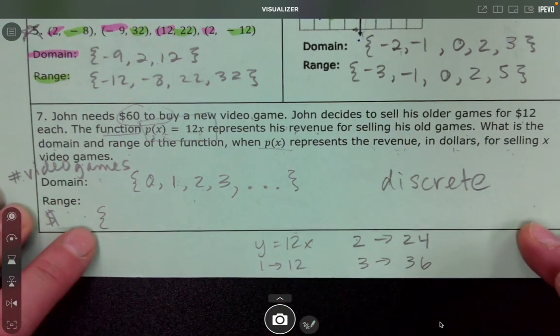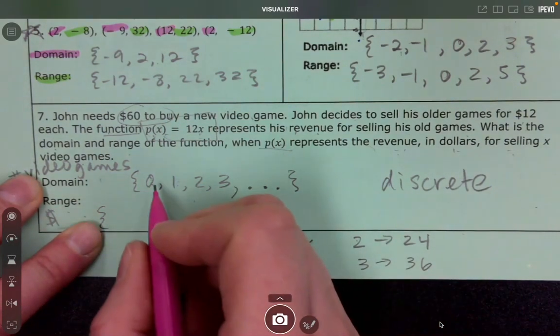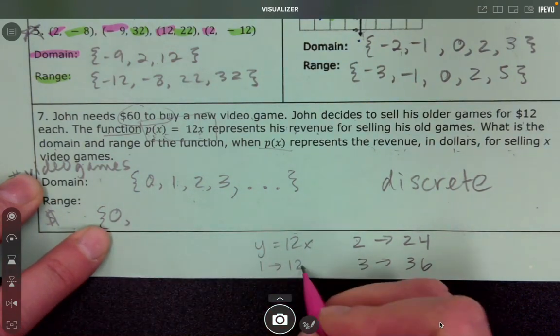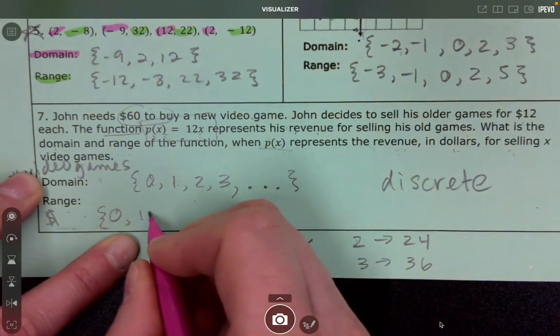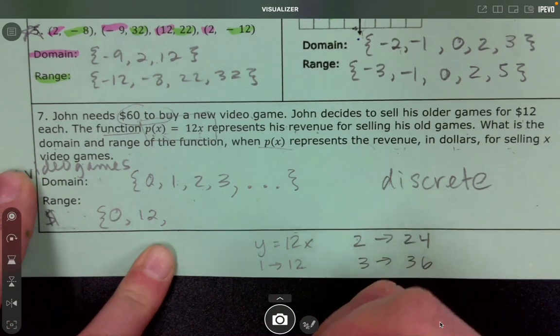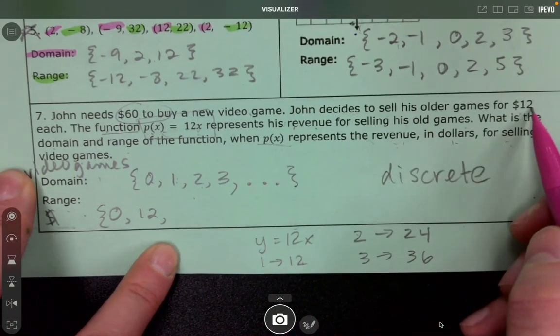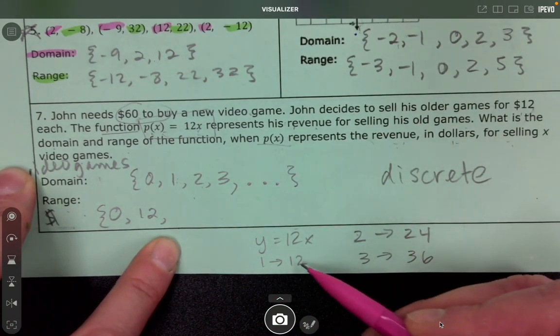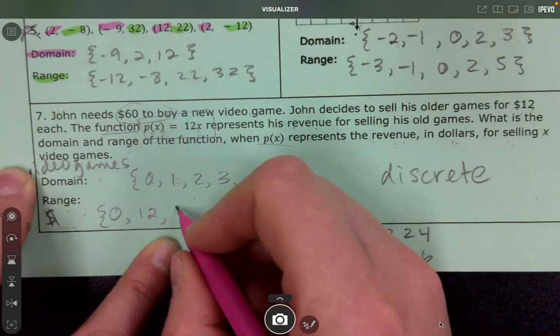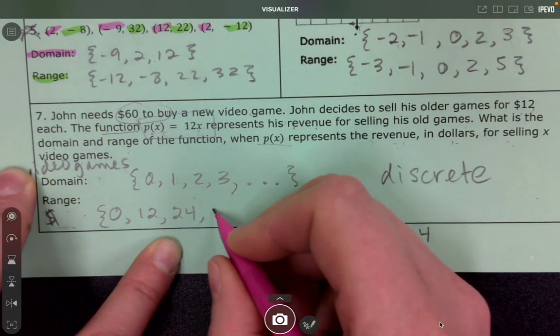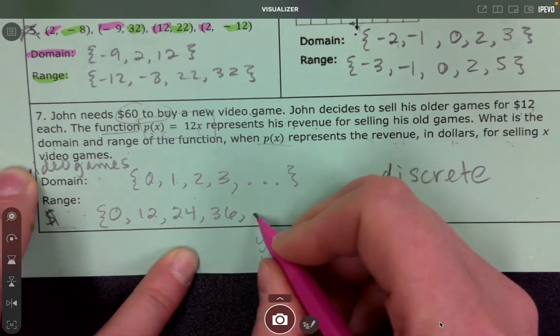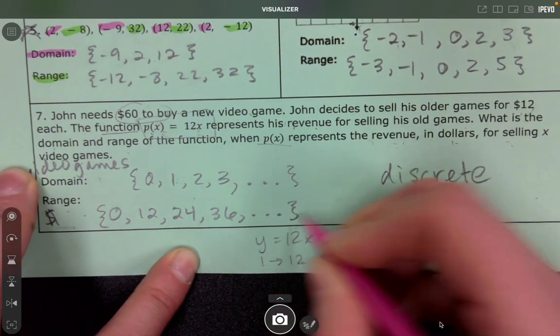So over here, when I set up my range, my first number is going to be 0, but the next number is going to be 12 because he can't make a profit of $10. Not if he's selling them for $12 each. It's going to have to be these multiples of 12 that we've identified. So next it's going to be 24 and then 36, and I'm going to do the same thing and put some dots on this one as well.